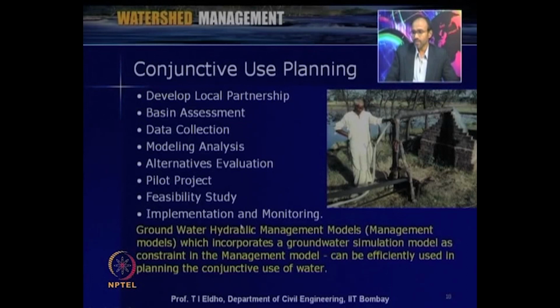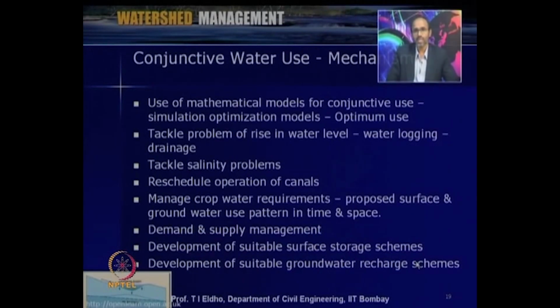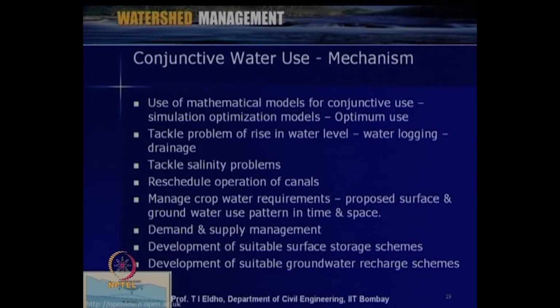So, that way most of the time we need to go for modeling. Groundwater hydraulic management models, which incorporate hydrological models, groundwater simulation models, and various constraints in the management model, can be efficiently used in the planning of conjunctive use of water. So, we have to go for mathematical modeling and development of especially simulation and optimization models for appropriate development plans for conjunctive use in the area.